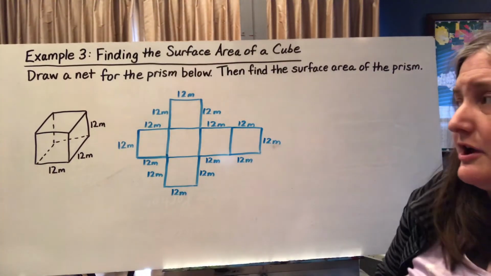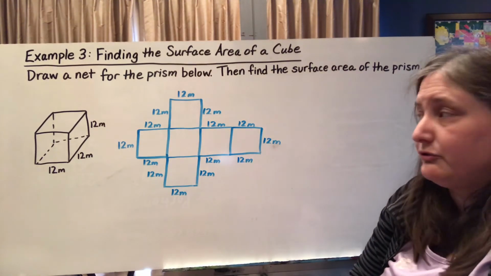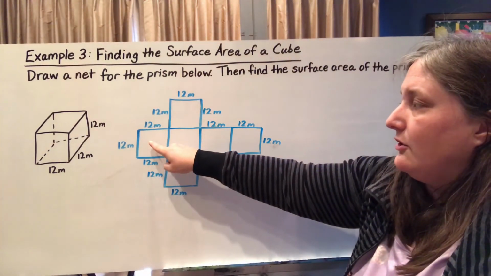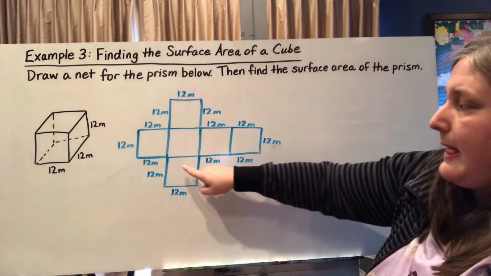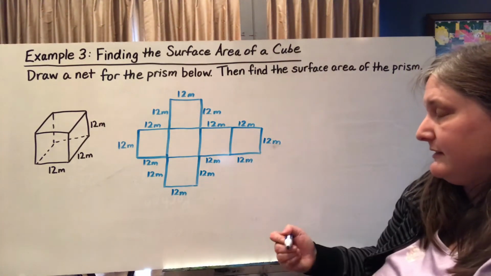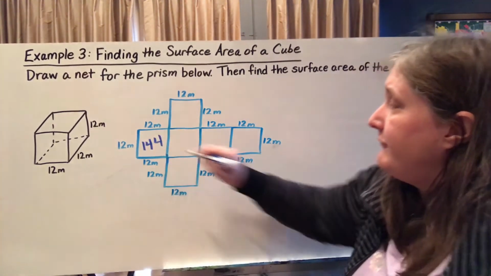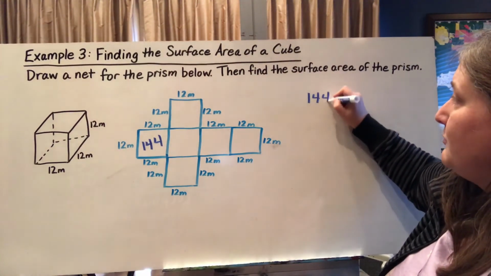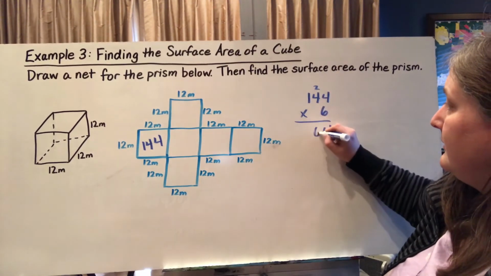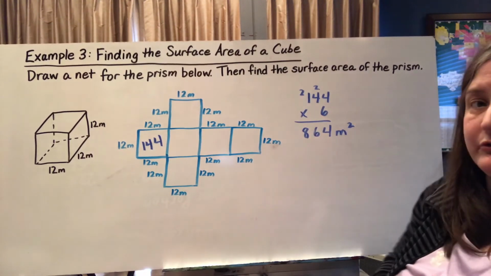Now let's look at the surface area of a cube. Cubes have 6 sides that are all identical. They are all squares. So in this case, I'm drawing a net for this cube, and every side is looking identical. The 4 lateral faces in the middle and the folded out base, they all have sides of 12 meters. So I can basically find the area of one of these squares. 12 times 12 is 144. And since they're all identical, I can do 144 times 6 to get my surface area. And I get 864 meters squared.